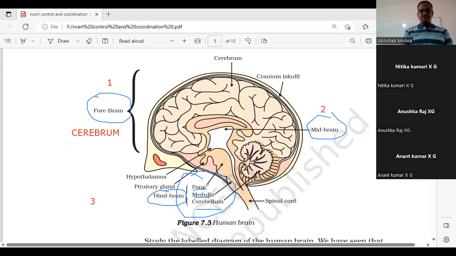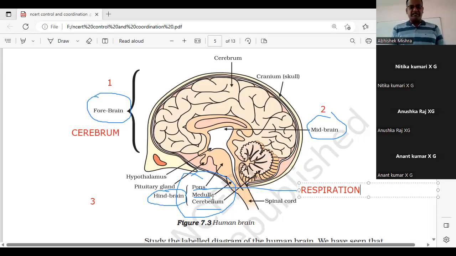This pons helps in maintaining respiration. Respiration. Now, the second part, that is the medulla. The medulla controls, remember student, the reflexes which are not under our control.